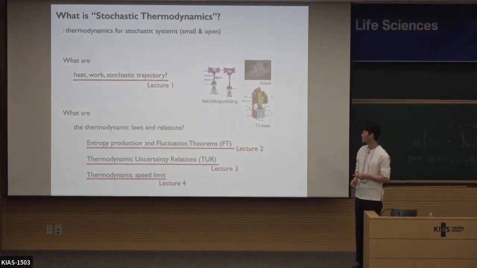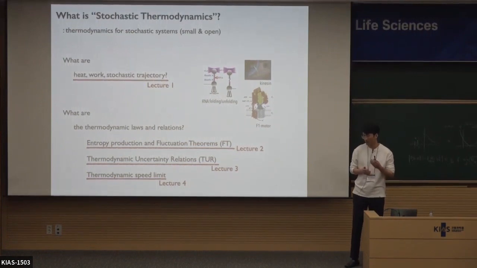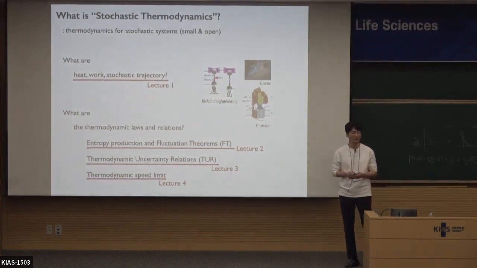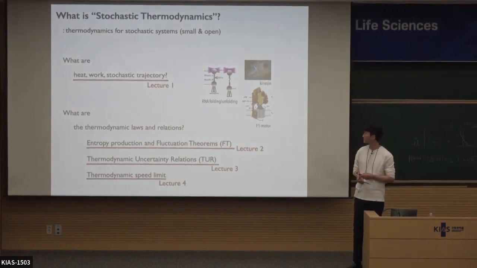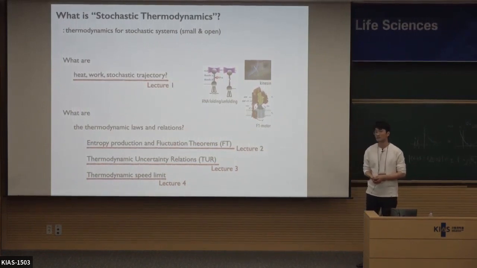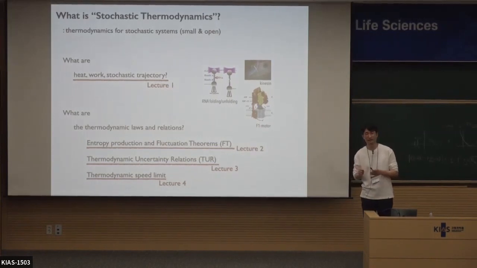Then in lecture two, I'm going to talk about the definition of entropy production and the fluctuation theorem. We can regard this fluctuation theorem as a generalized thermodynamic second law. And in the third and fourth lectures, I will talk about very important relations. The first one is the thermodynamic uncertainty relation, and the second one is the thermodynamic speed limit. Just before this lecture, Professor Joe, the organizer, distributed my lecture notes, so you can see the files, okay?